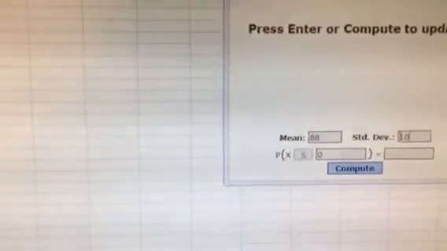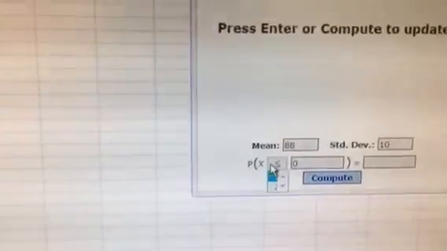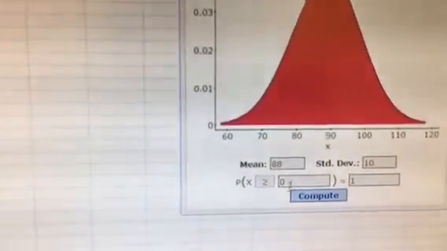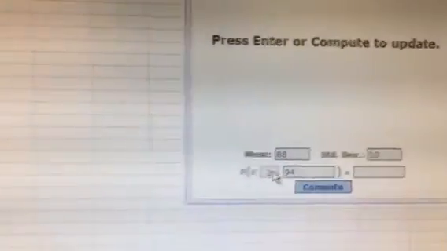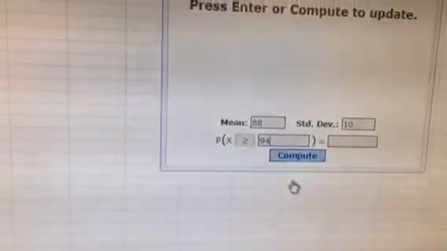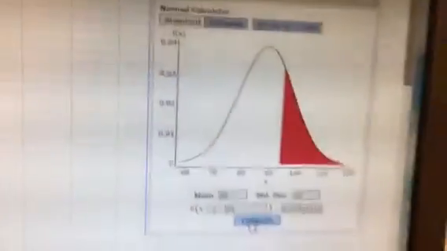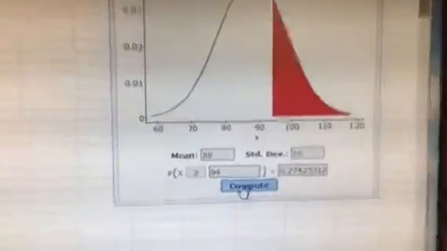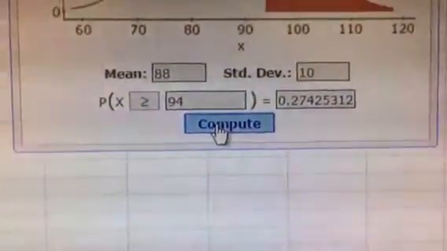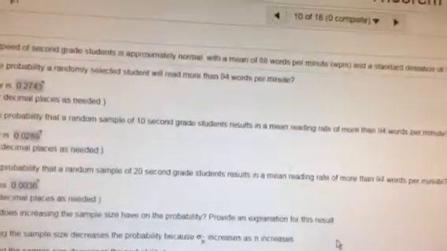Okay, so my population standard deviation is 10, and it asks you to find where x is greater than or equal to 94. So I'm going to put this as greater than or equal to, and then put in 94. If it's greater than or equal to, then this shading should be on the right hand side. And so if you look at your graph, yes, it is on the right side, and here's your probability. So I'm going to write this down. Let me write down my probability for this problem.